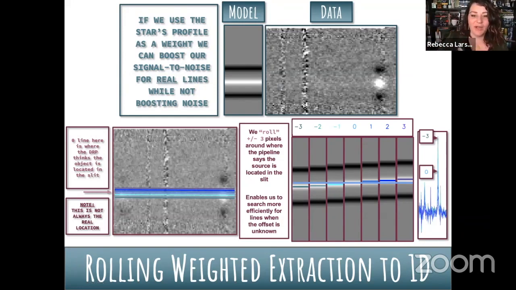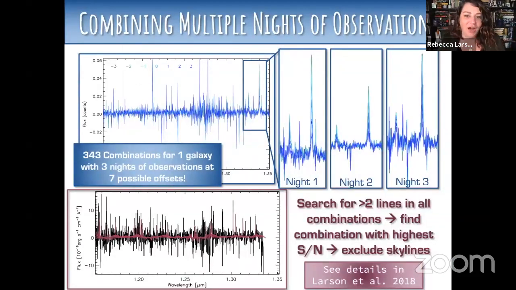But like I said before, we don't exactly know where our object is in the slit if we can't see the continuum. So we did a rolling extraction and had 7 different centers for every time we observed a galaxy. And so sometimes we observed a galaxy 3 different times in order to get the total amount of exposure time we needed to potentially detect these lines. That means that for every night we had 7 possible spectra, and we had 3 nights, which is 343 different combinations for just one galaxy to try to find the line by matching them up.